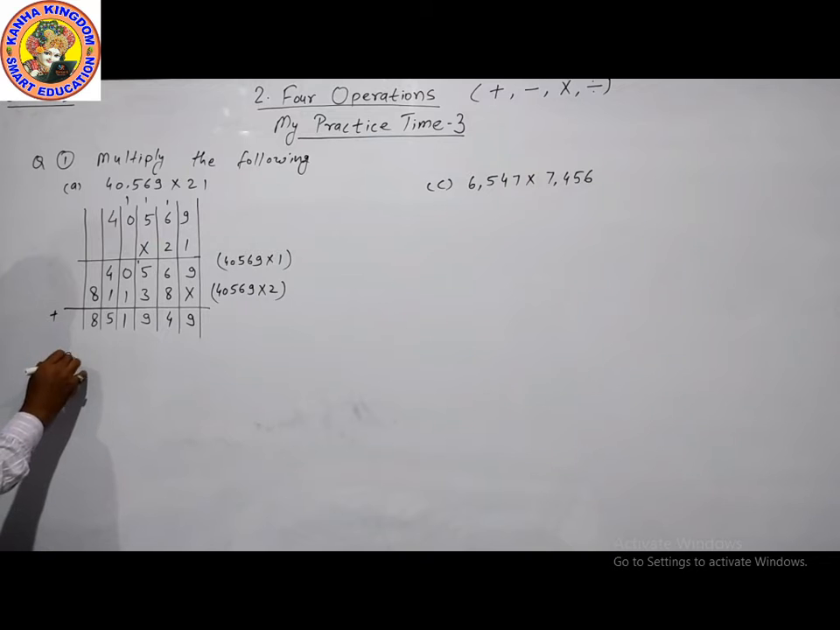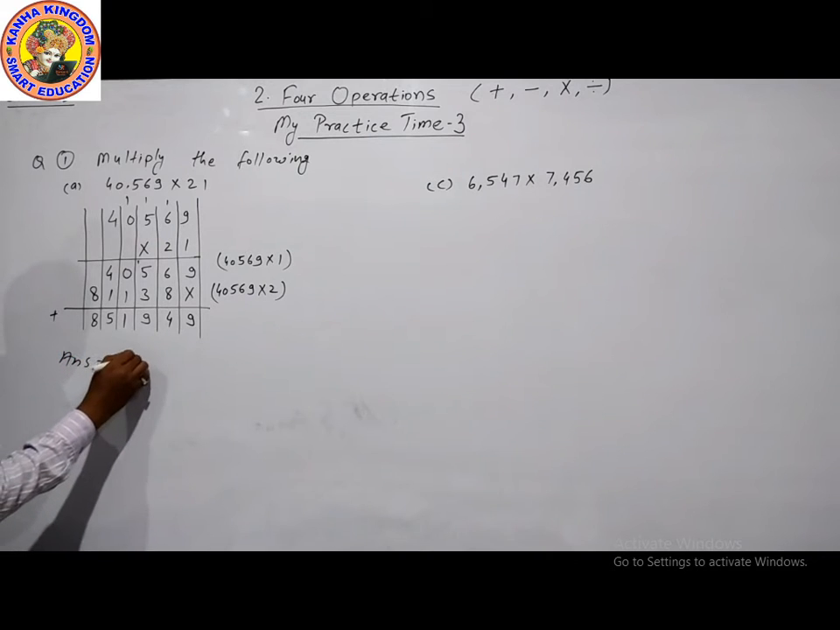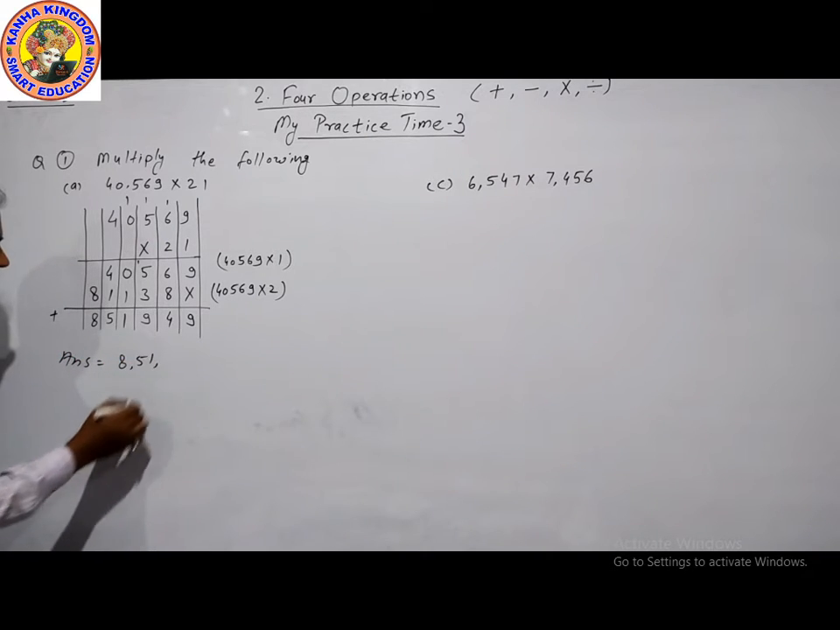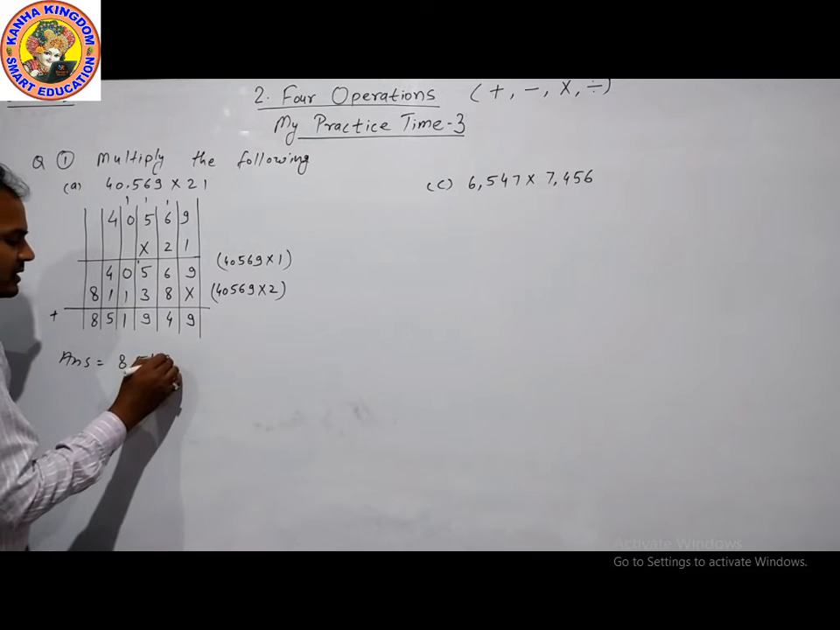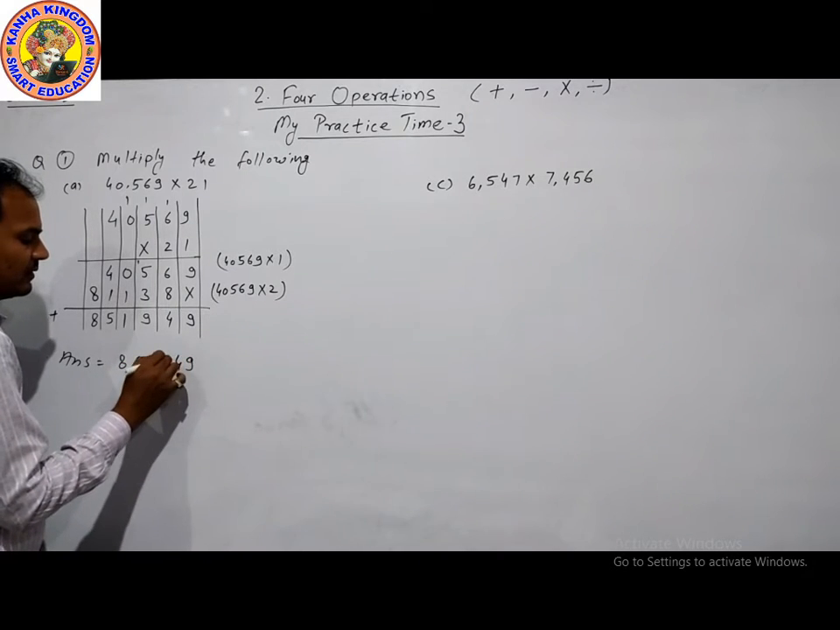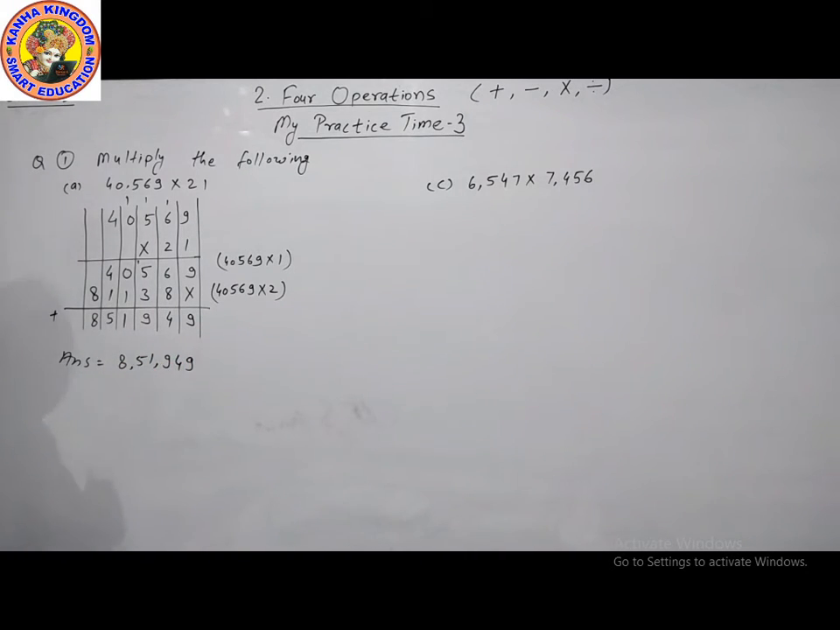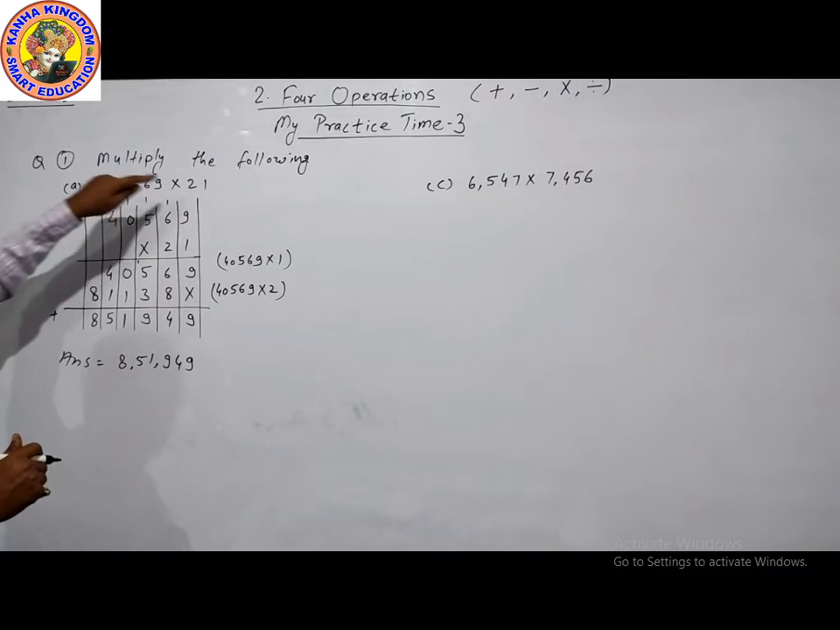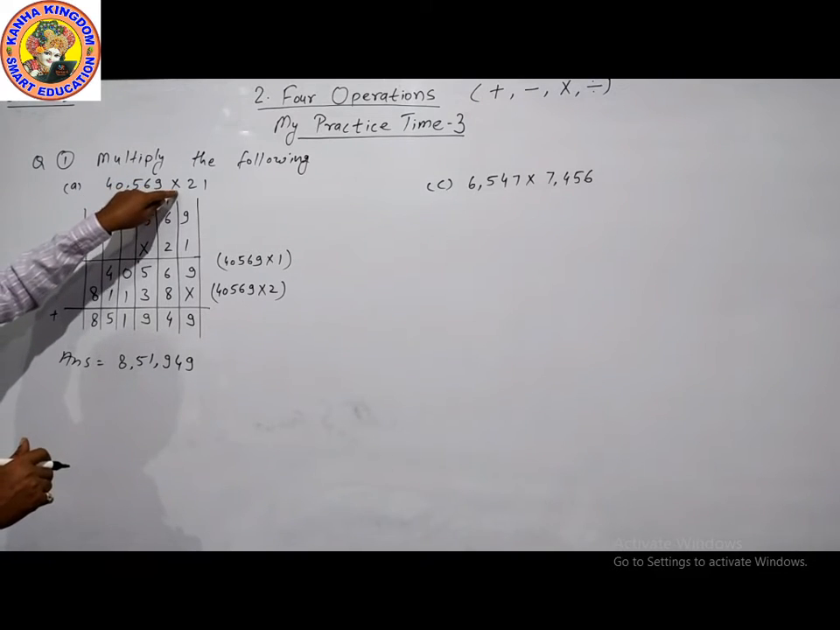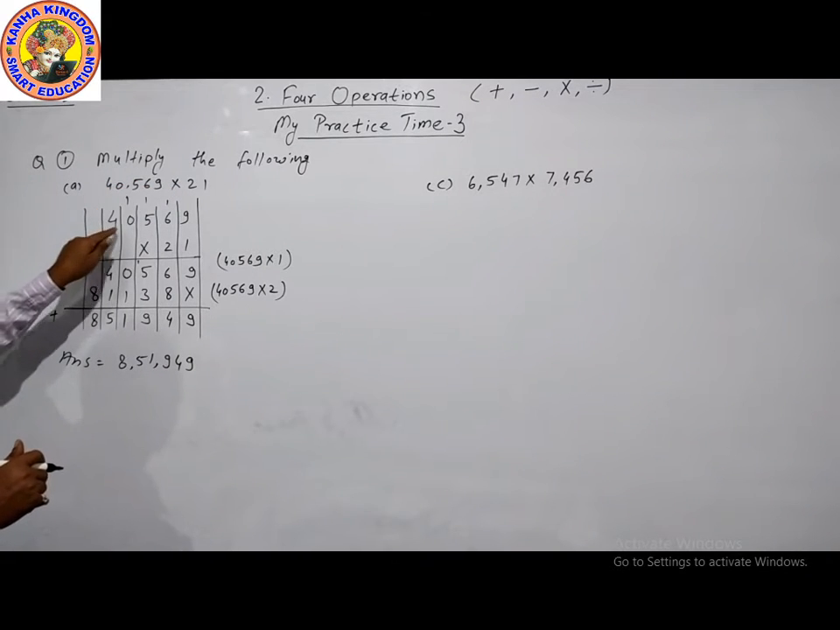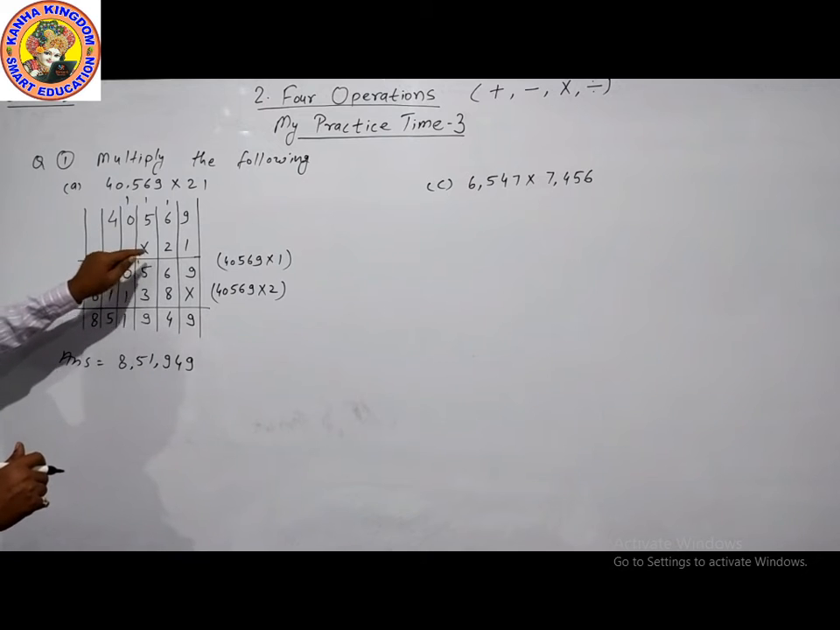So the answer is 8,51,949. This is our answer. Let's take beginning from this question. Here are two numbers which are multiplied. So we write down the first number, then multiply the second number.